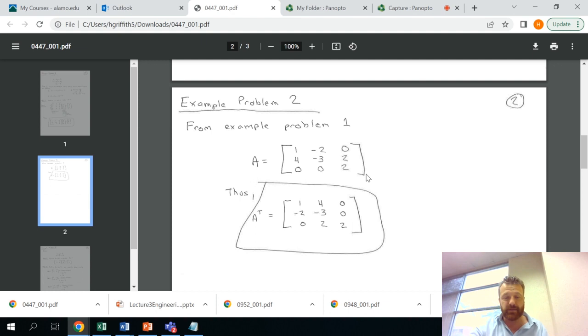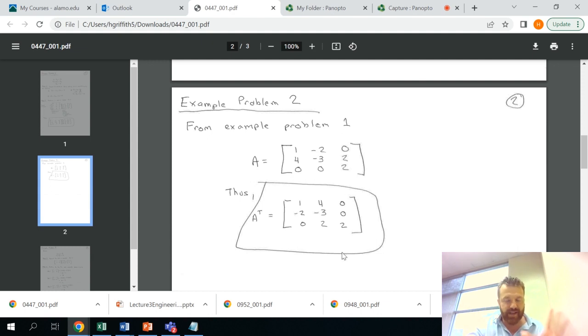So if I want to take a transpose of that, what I need to do is take the first row and create a new matrix where that row is the first column. Take the second row, 4, minus 3, 2, and create a new matrix where that is the second column, 4, minus 3, 2. Take the third row, 0, 0, 2, and in the new matrix, make that the third column. So first row becomes first column, second row becomes second column, third row becomes third column.